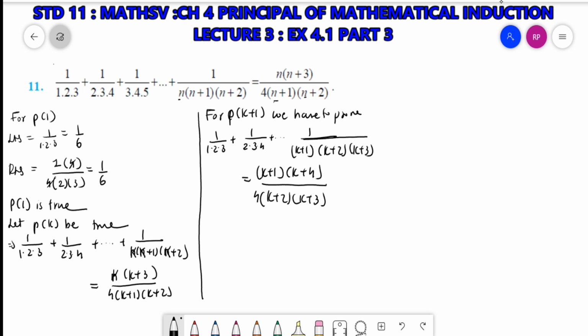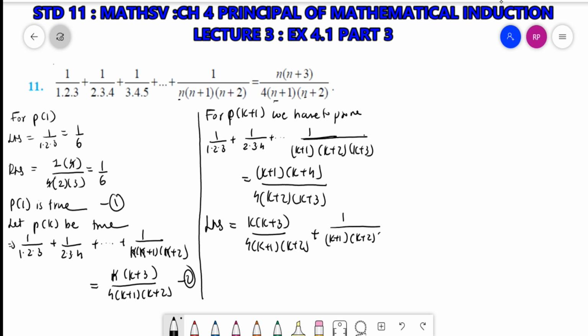Okay. Now let's take LHS. We will use the shortcut. We will use the RHS of number 2. That is k plus 3 upon 4 into k plus 1, k plus 2, plus the last term of this equation, 1 upon k plus 1, k plus 2, k plus 3. Okay, so k plus 1, k plus 2, I will take it as common.